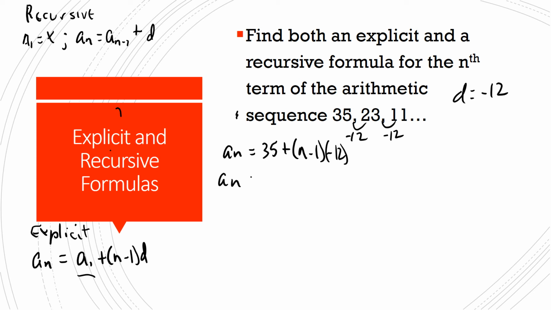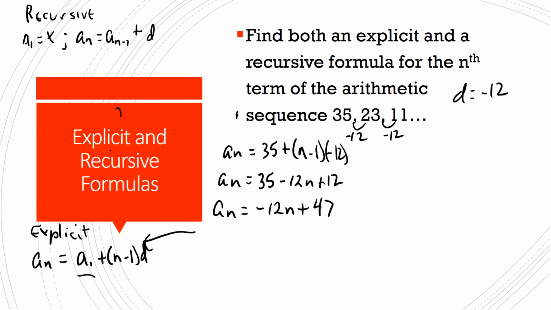Then we would get a_n equals 35 plus negative 12 times n, which is negative 12n. And negative 12 times negative 1 is going to give me plus 12. Now I'm just going to combine like terms, the 35 and the 12, and then I've got a_n equals negative 12n plus 47. And that is my explicit formula for this sequence.